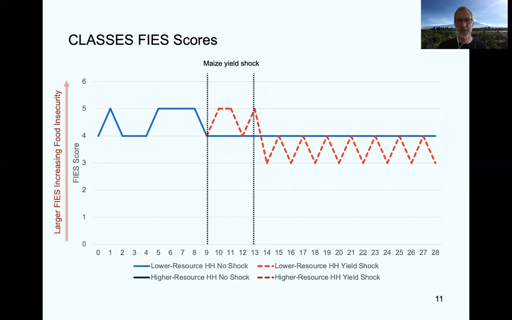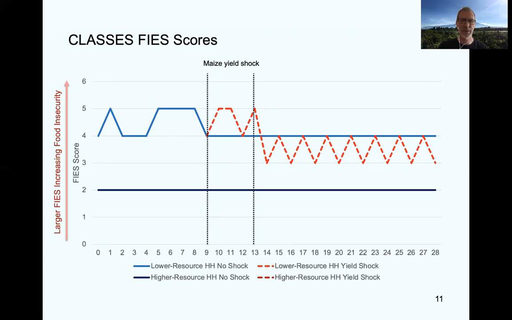But if there is a shock, actually, interestingly, we see the food insecurity experience scale value going up to values the household has seen previously without a shock, and then subsequently falling down and oscillating, in a sense, between levels that are lower than they would have been otherwise. And we'll talk in a moment about why that is.